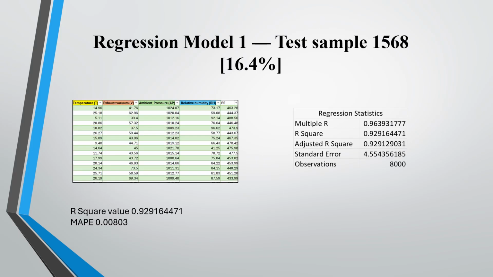The first model I created had a test sample of 1568 observations. I used all the variables available to predict the energy output of the power plant, and I had an R square value of 0.929 and a mean absolute percentage error of about 0.008.